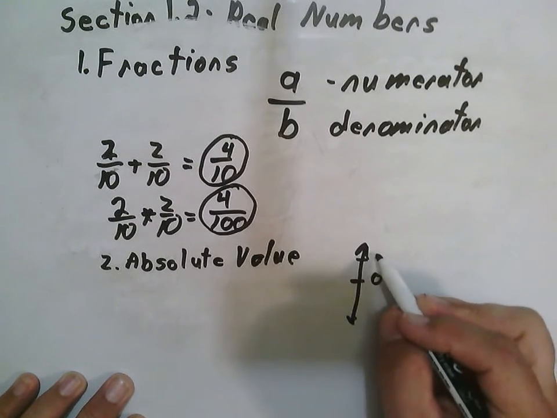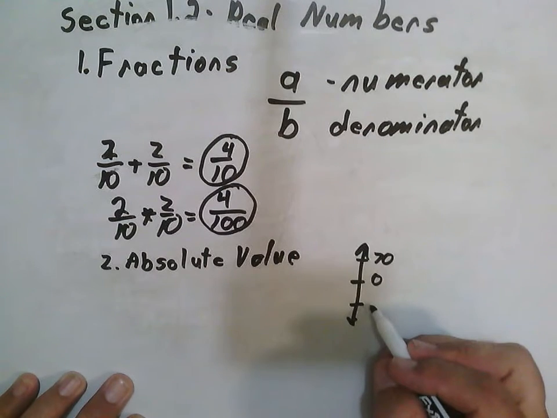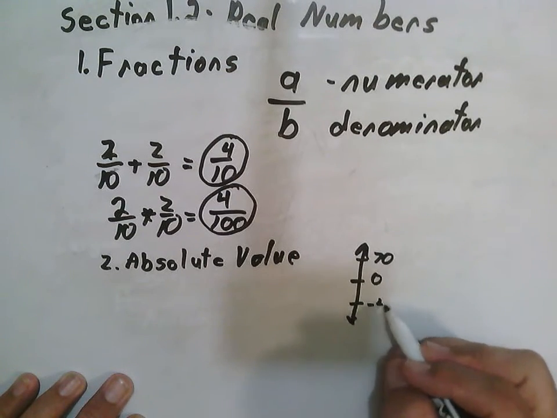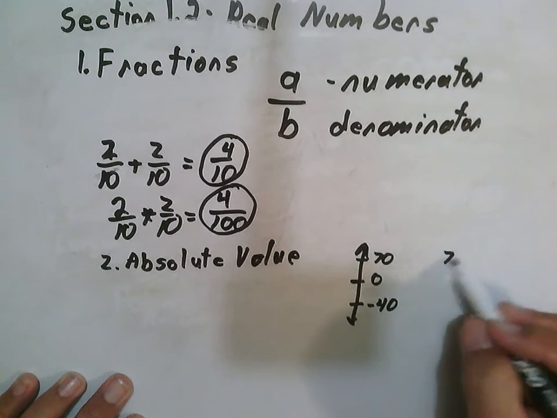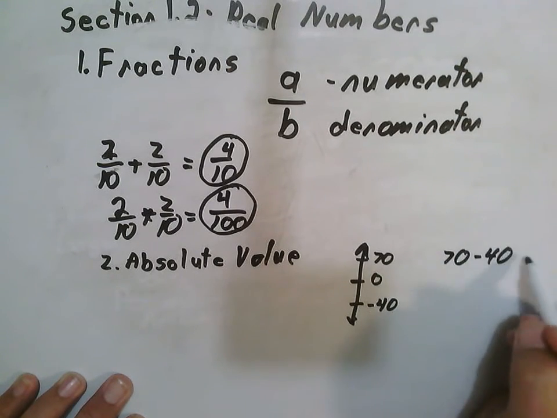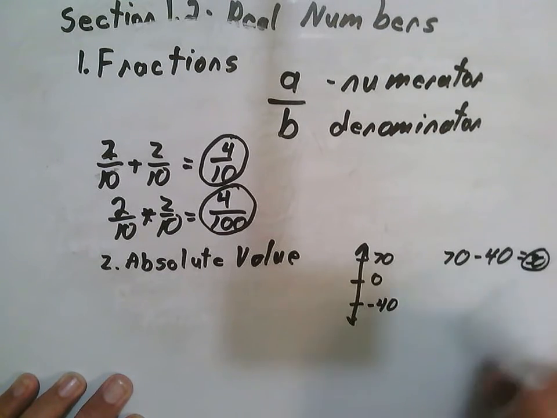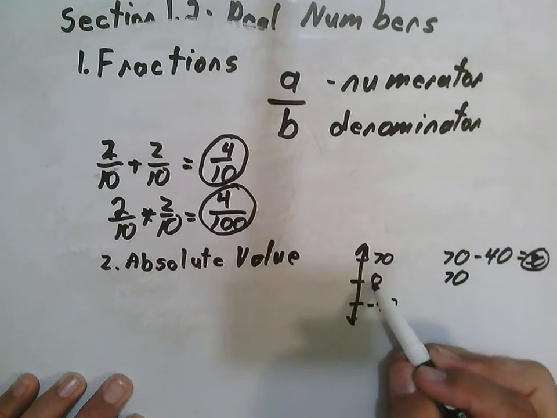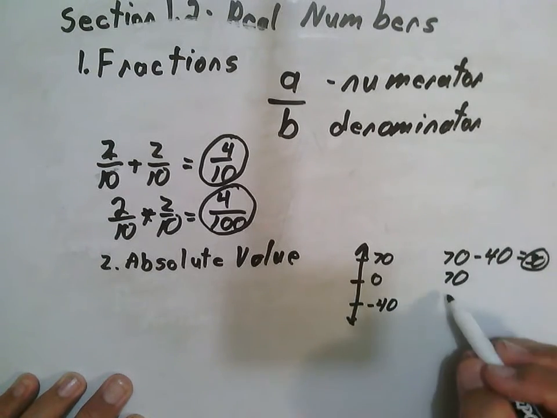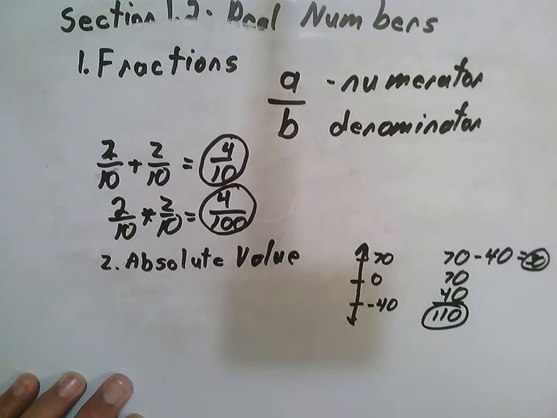So let's say for an example, the temperature today is 70 degrees, and let's say the temperature in Antarctica is negative 40 degrees. If we were trying to see the difference between these two, we just wouldn't write the problem as 70 minus 40, because that would just give you 30. But the difference between 70 and 0 is 70. And then I add that to the difference between 0 and negative 40, which is 40. So the difference between these two temperatures would be 110 degrees.